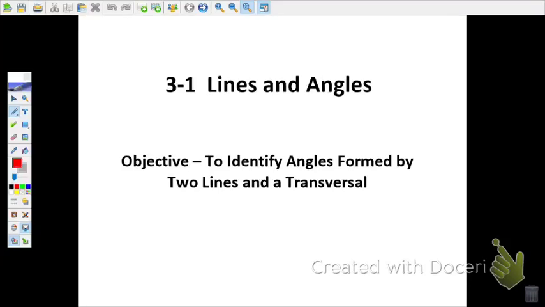Today we are going to start covering parts of Chapter 3. Today and tomorrow we're going to be looking at lines and angles. Our objective today is just to identify angles that are formed by two lines and a transversal, and then tomorrow we'll extend it and look at angle measures.